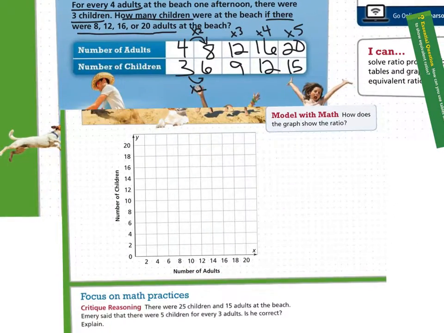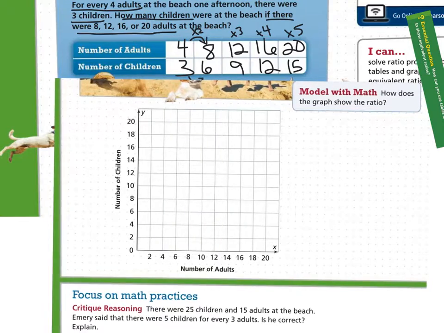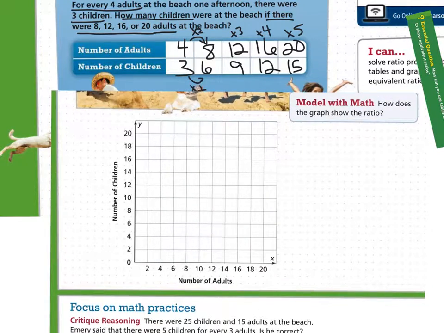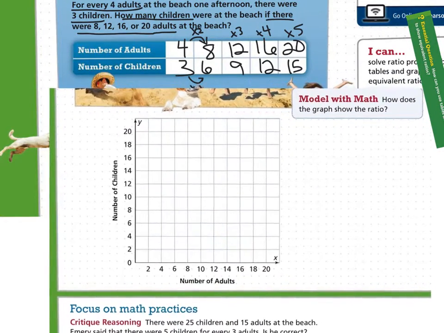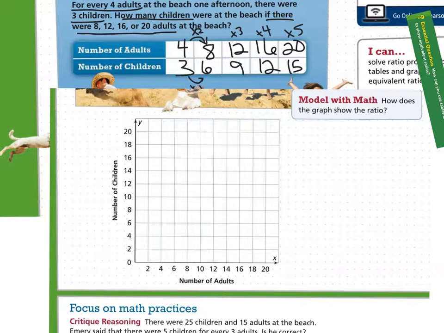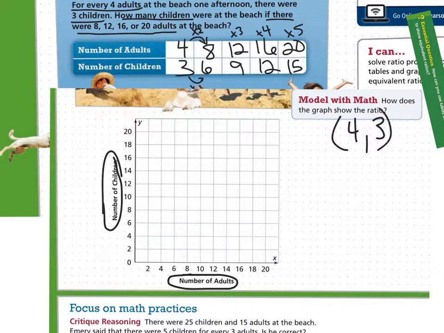So another thing we can look at is graphing this ratio. So if you look at the graph, you can see number of adults is on our x-axis, number of children is on our y-axis. So 4 adults and 3 children, it's like we're graphing the point (4, 3). 4 adults, 3 children. So we go to 4 for the adults, 3 children, that'd be halfway between the 2 and the 4.